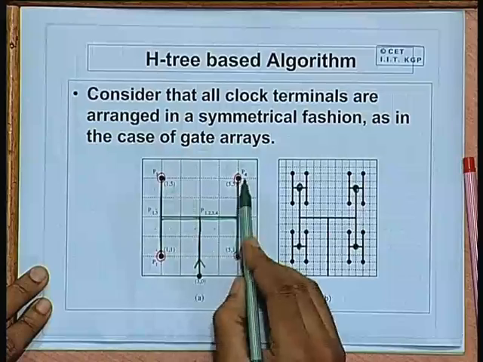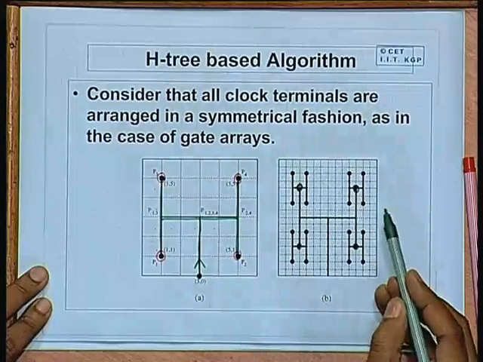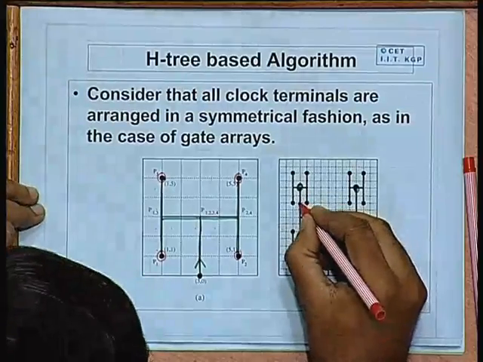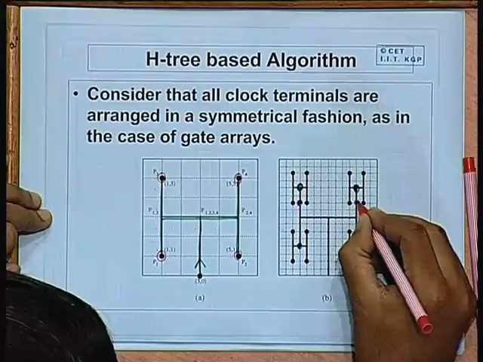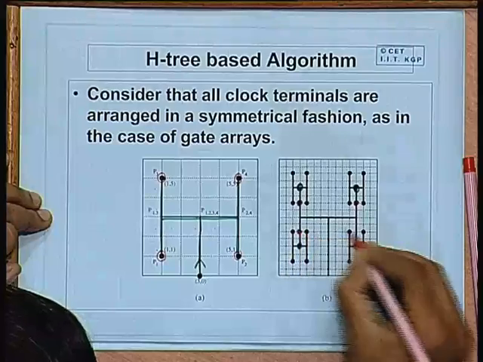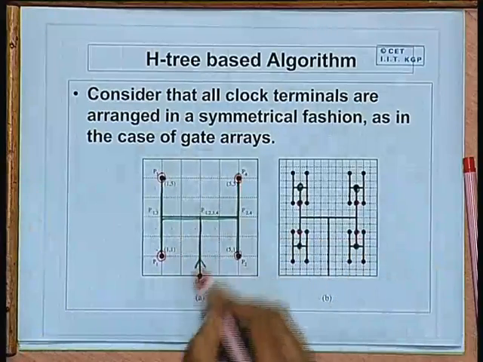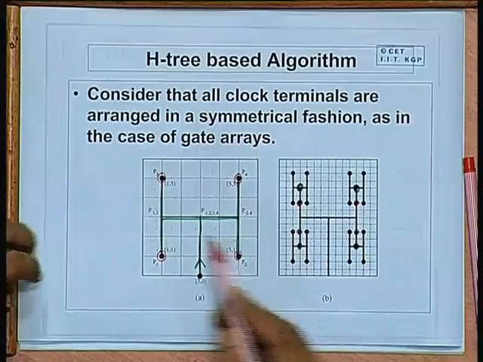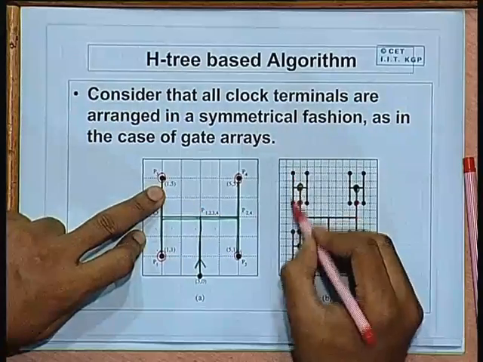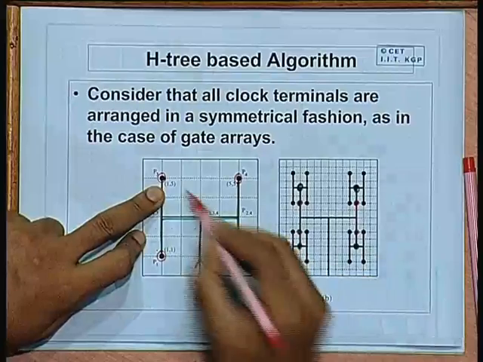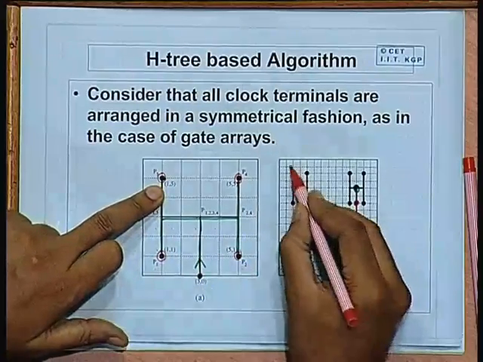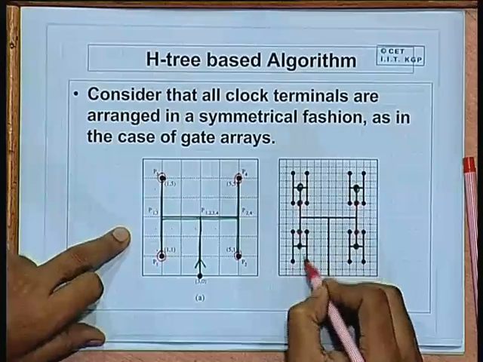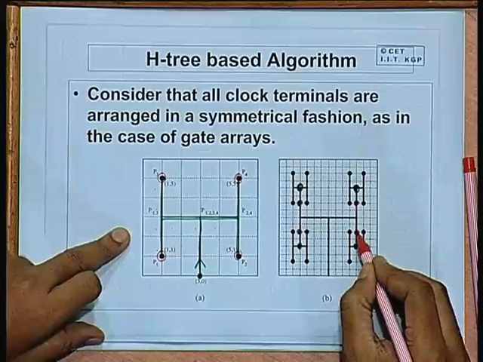Now, you treat these 4 points as the source of the clock signal for the next level of iteration. So, in the next level of iteration you have 4 smaller H's in these 4 corners. One H here where this is the source, another H where this is the source, another H, this is the source, another H, this is the source.